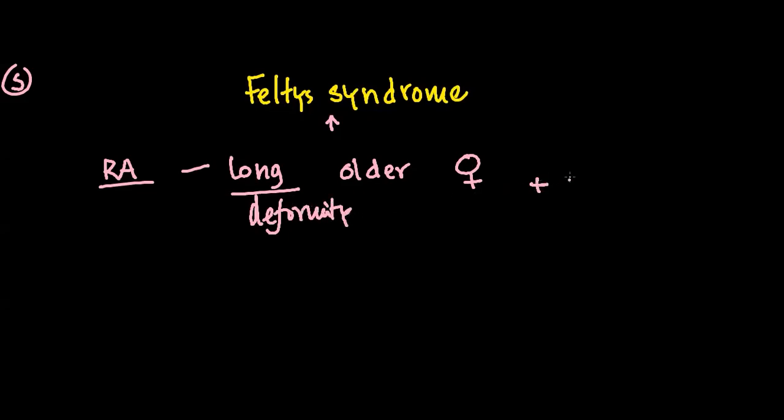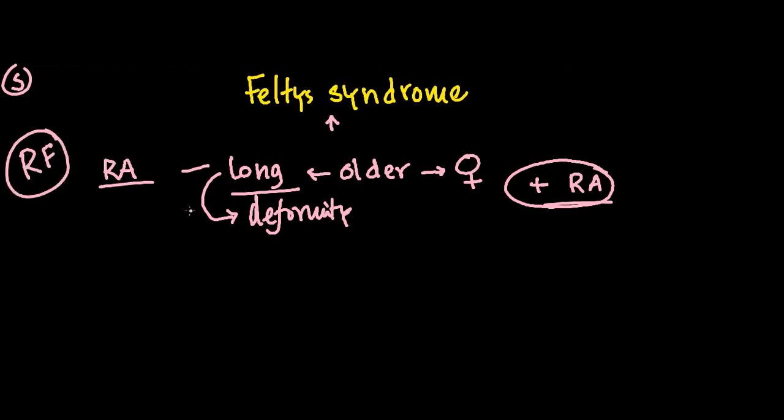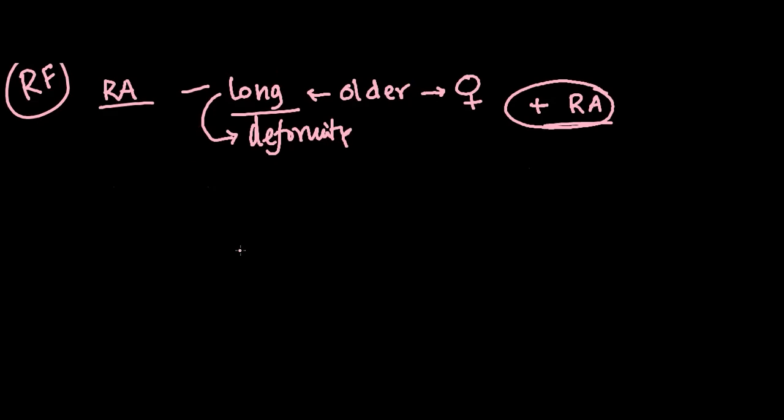obviously along with a positive rheumatoid factor. So those are the risk factors for Felty syndrome. An older female patient who has had long-term rheumatoid arthritis that has resulted in deformity, and she also has positive rheumatoid factor, are the risk factors for development of the Felty syndrome. So those are the risk factors. This patient will get Felty syndrome.